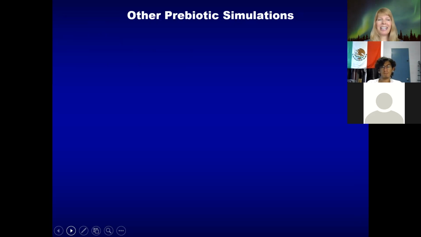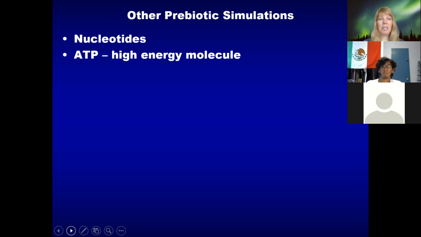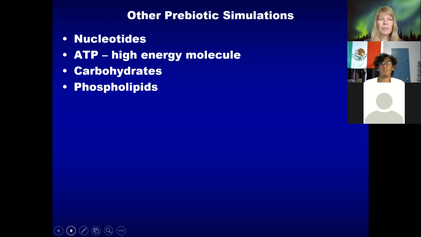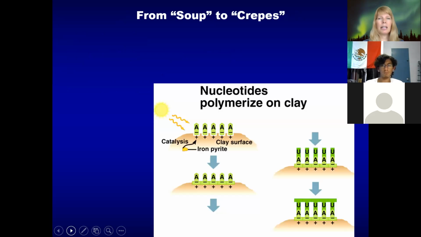Then a bunch of people started getting into it and going, wow, what else can we do? And so then they started realizing under the right conditions, you can make not only amino acids, but other organic matter: nucleotides, ATP, which of course, that's how our bodies run on that chemical energy source, carbohydrates, phospholipids. So all of this is organic matter that's necessary for the organisms to exist.